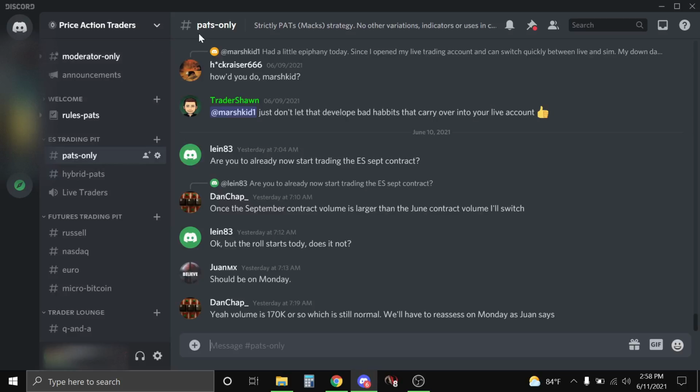So it's centered around Pat's Max strategy. If you're not familiar with that, then you're going to have a hard time understanding a lot of the things in here. We try to keep it centered around that strategy only because that creates a more focused group, and the more focused the group is, the more productive it can be. So the better the whole community will be here.